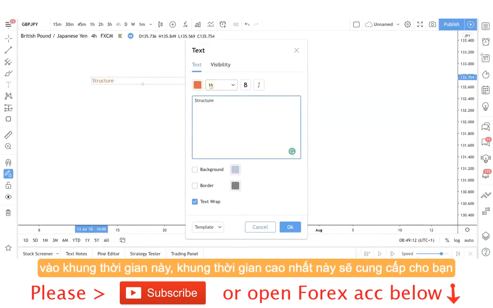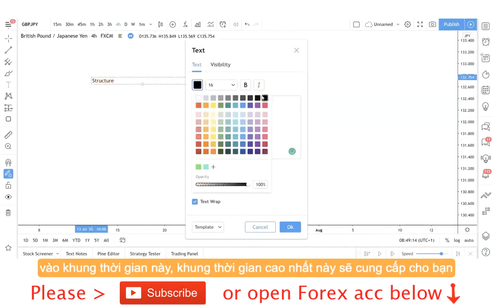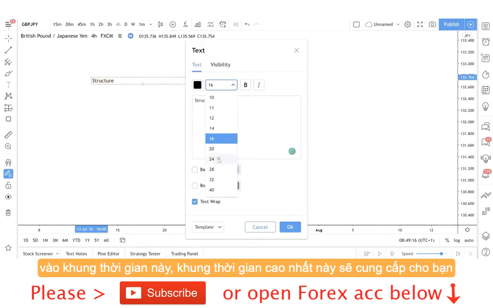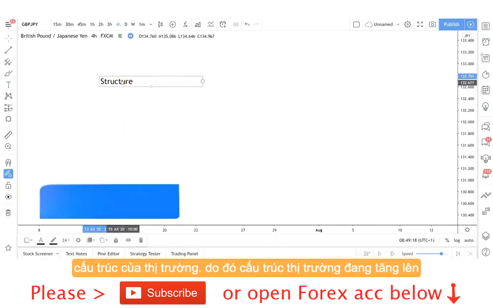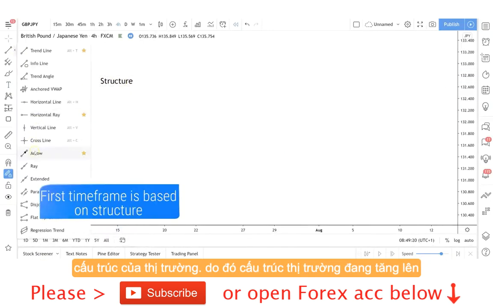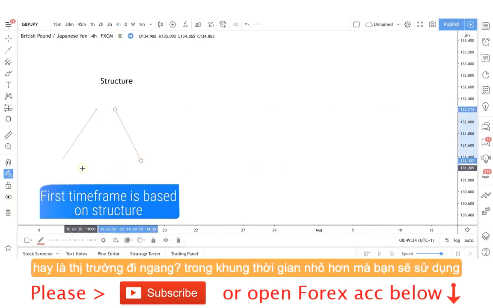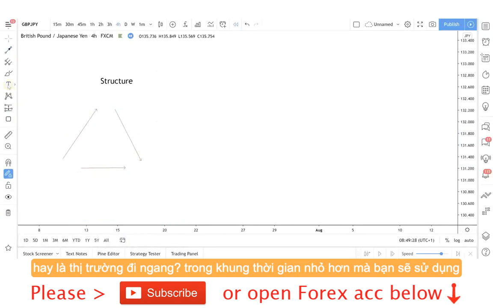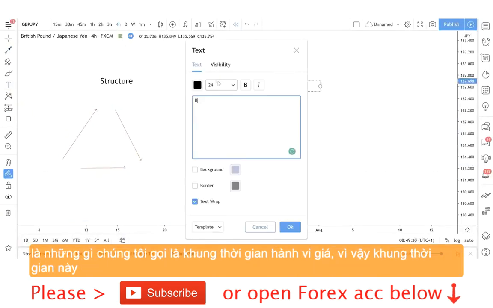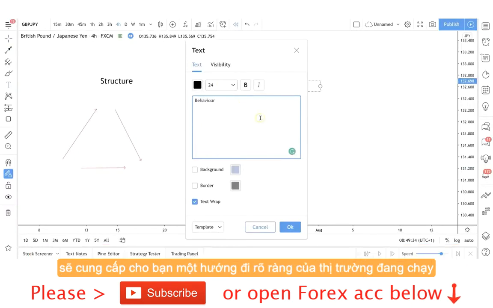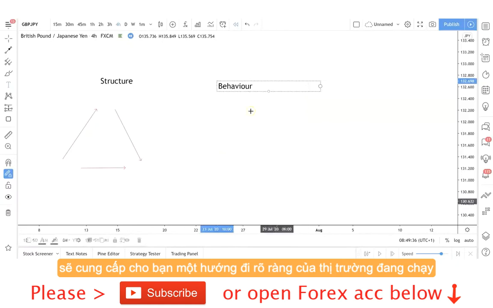When we're looking at this time frame, it is ideally going to give you a directional bias in the market. So is the market structure pushing to the upside, or is the market structure pushing to the downside, or is the market moving sideways? The next time frame that you're going to use is what we call a behavior time frame. This time frame is going to give you a clear direction of what the market is doing.